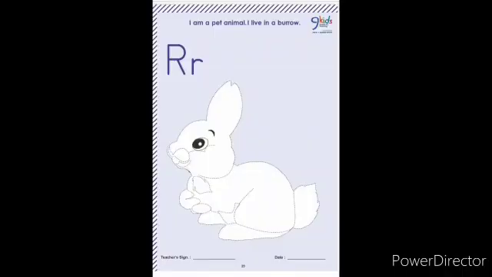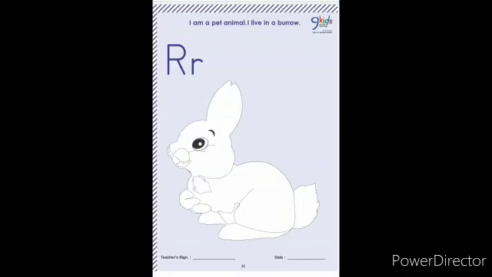Now I will give you the practice worksheet of alphabet R. This is the worksheet of alphabet R. Which animal is this? Yes, this is a rabbit. R for rabbit. Children, you have to join the dots and color the picture of rabbit.